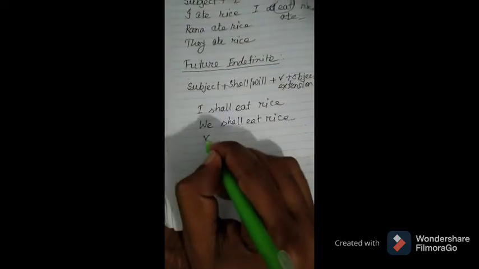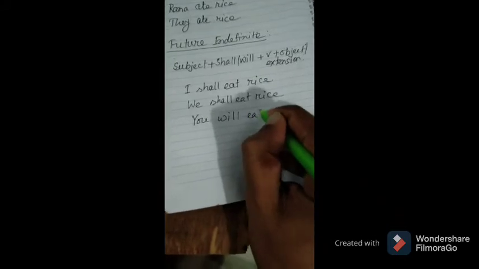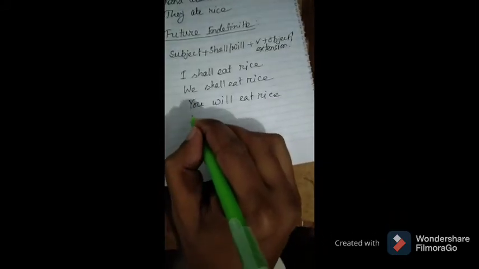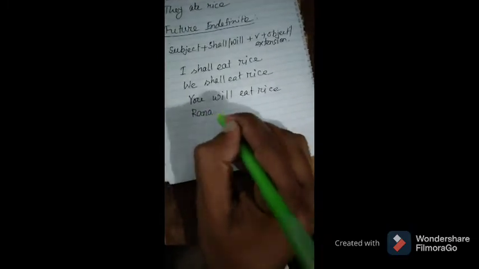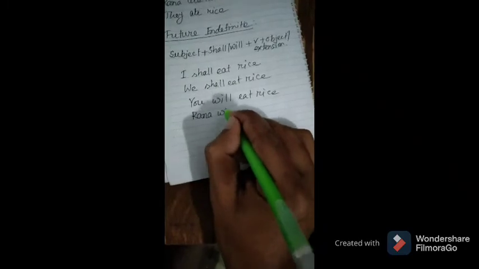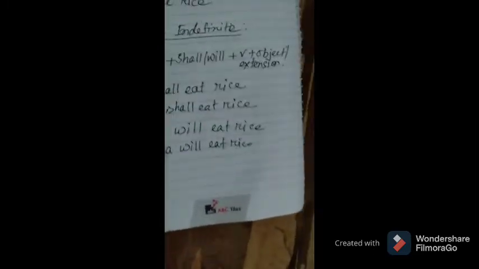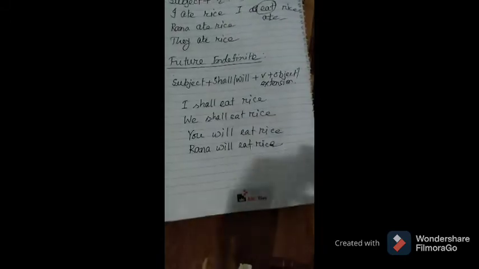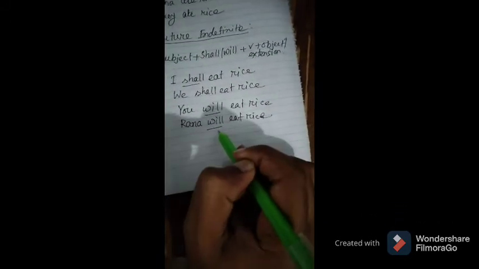Let's see second person singular. We will use will eat rice, and in third person singular we will write as we used Rana in the previous sentence, Rana will eat rice. Okay, so basically there is no change in the two types of sentence, only we use shall or will after the subject before the verb.